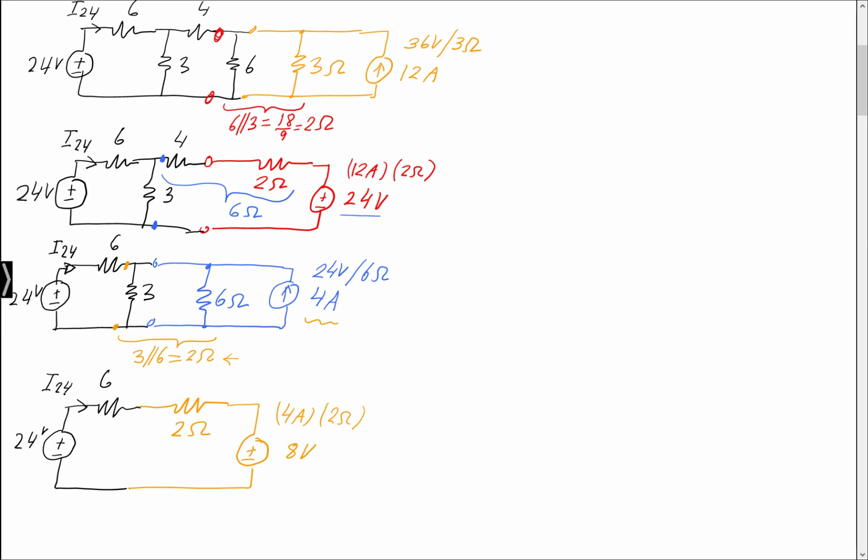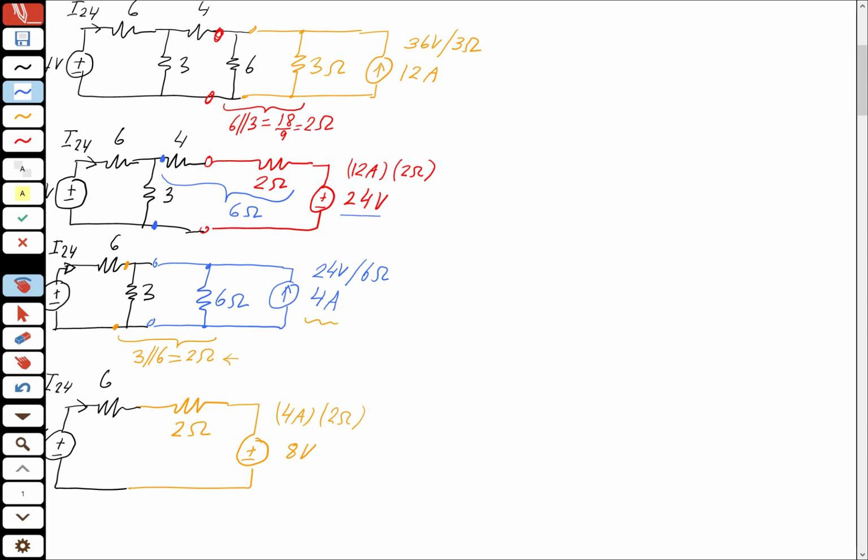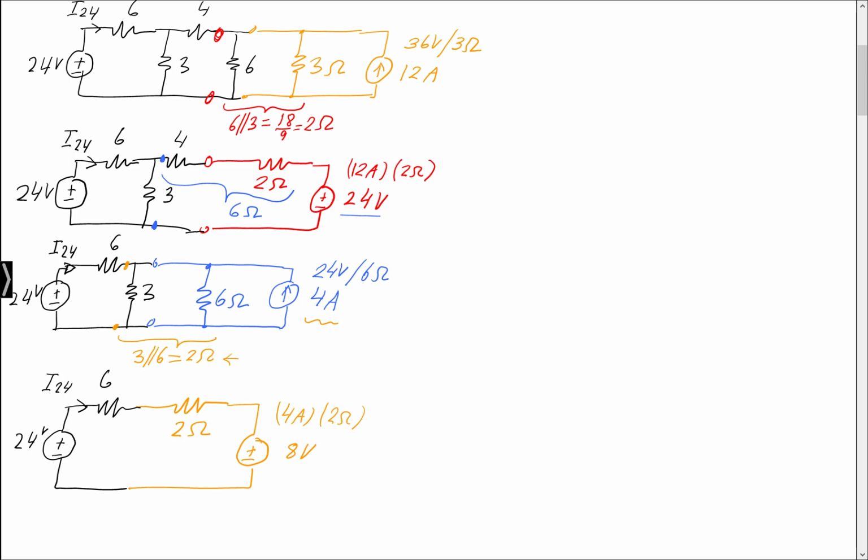Again, if I want to, I can simplify this more. I can combine the 6 and the 2 in series. They share the same current I-24, but I can actually solve my problem right here, because normally a one-loop circuit or a one-node pair circuit, as I mentioned many times, is the simplest circuit you can have, right? Pretty much.